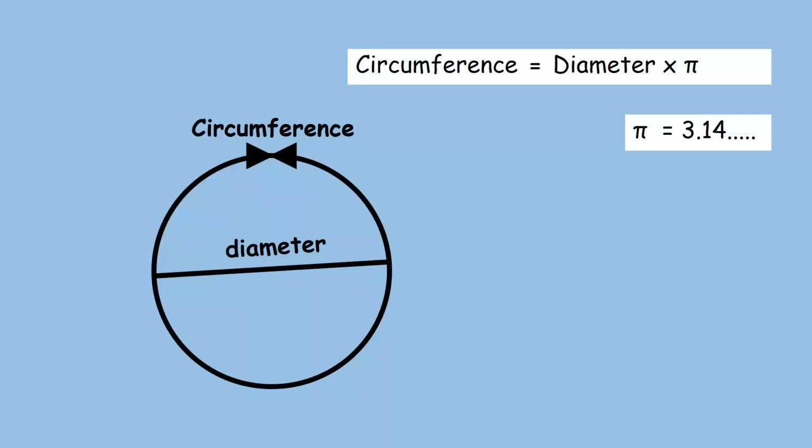And our circumference, so this is the distance right around the circle. It's like the perimeter, but it's got a special name when it's a circle. It's just pi multiplied by the diameter of the circle, which is this line here going from one side to the other through the middle, and we just multiply them together, and that would give us our circumference.